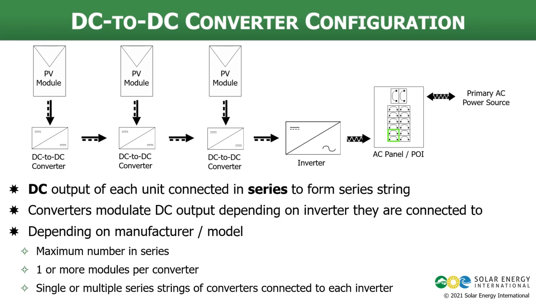And then you can have a single series string, or you might have multiple series strings connected to each inverter that you are using. So the important takeaway here, as a quick recap, is that DC to DC converters will have a DC output versus microinverters which have an AC output. That's the big thing to keep aware of when you're using this equipment. And DC to DC converters have to connect to their own inverter, whereas microinverters are their own independent functioning inverters. So just some of the differences between the two types of systems.